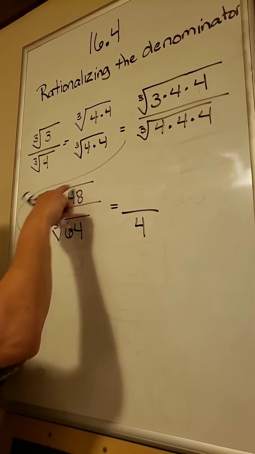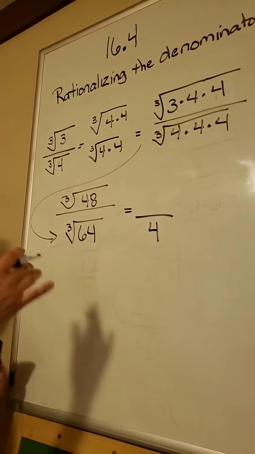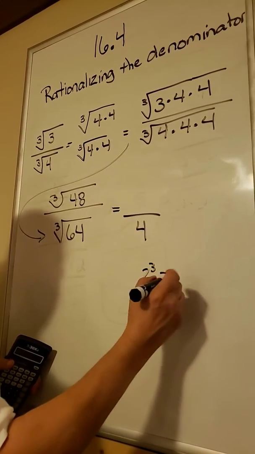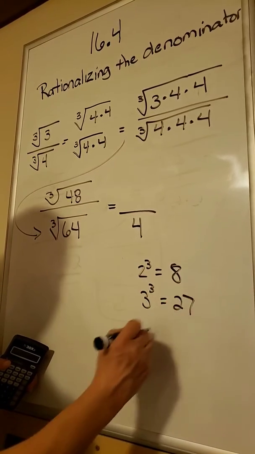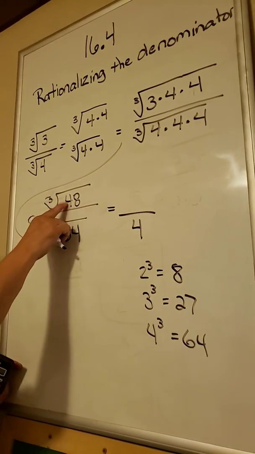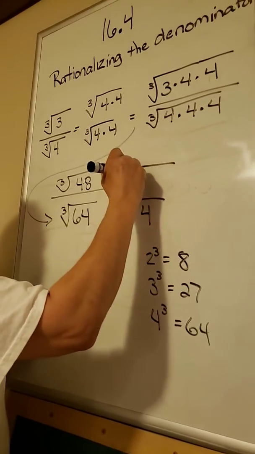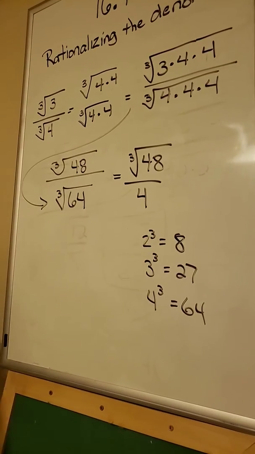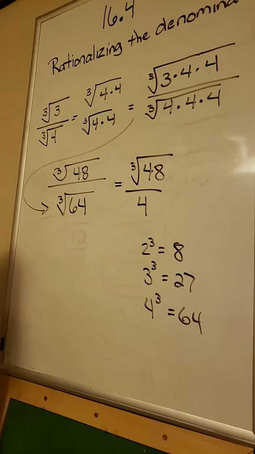Now up here, we have to prime factor 48 to see if there's a perfect cube in there. But to try to save time, when we talk about our perfect cubes, remember, 2 cubed is what? 8. 3 cubed is 27. 4 cubed is 64. So 48, none of these factors are in 48. So there's nothing we can do to break that down further. So can I do anything else? Can I reduce anything? No. That's as good as I get.